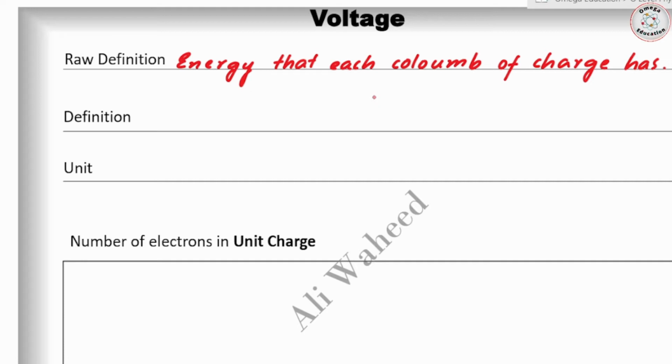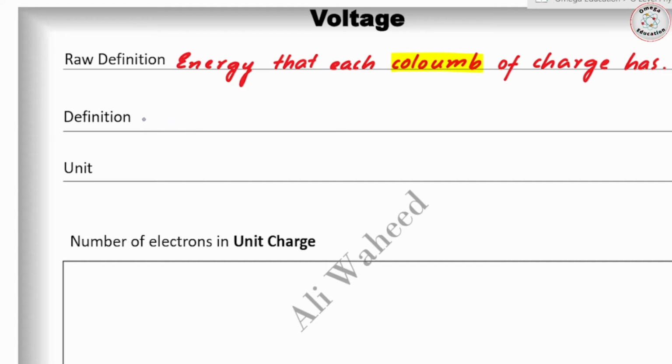So basically, in simple words, voltage for a charge would be the amount of energy that one coulomb of charge is having. Coulomb, once again, we studied in the previous chapter in static electricity. Coulomb is the unit of charge. Charges are measured in coulombs.